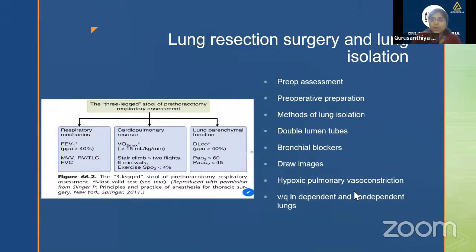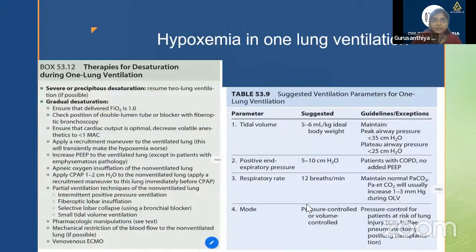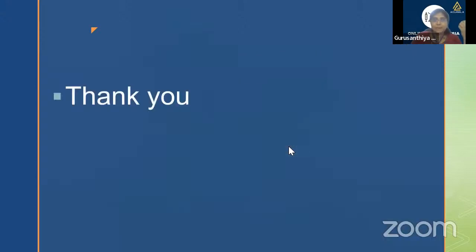And you also have to write about why hypoxia occurs and how hypoxia is counteracted by the body's normal physiology, and V by Q mismatch in the dependent and the non-dependent lung. And how this has been extensively discussed in detail. Thank you. These were the possible questions which were asked in the previous 10 years question papers for MDs and DNBs in the respiratory system alone.